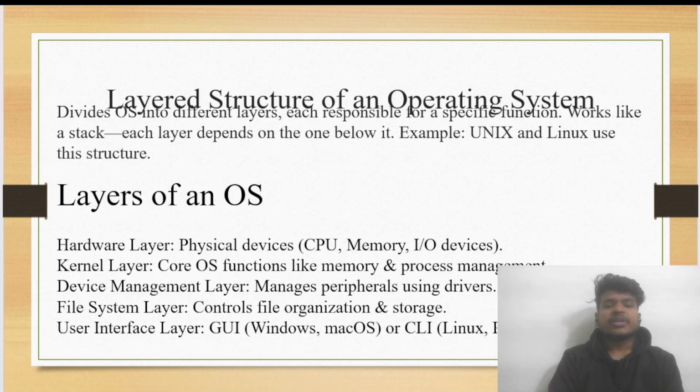Layered structure of an operating system. In an operating system, different parts of the OS are divided into layers, with each layer responsible for a specific function. The structure looks like a stack of layers one by one, where each layer depends on the one below it. Imagine a cake with multiple layers. The foundation is at the bottom, and the top layer is the user interface. Each layer only communicates with the layer directly below and provides services to the layer above it.